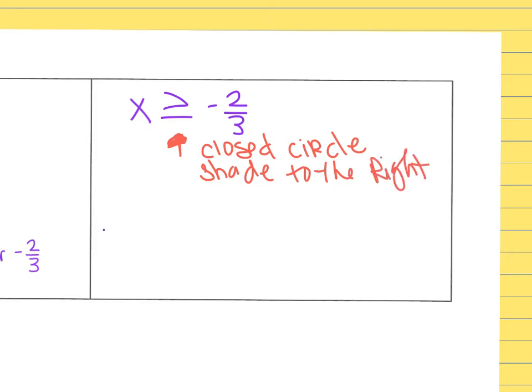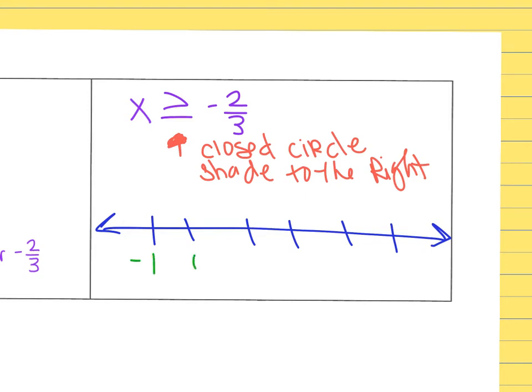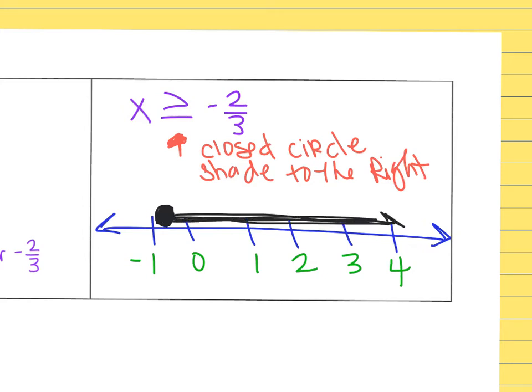So I'm going to draw a number line, put arrows on both ends, put a couple of lines on it. So this time is negative 2/3, and I'm going to shade to the right. So I'm going to put the numbers of negative 1, 0, 1, 2, 3, 4. Negative 2/3 is between 0 and negative 1. It's a closed circle this time, so I'm going to shade it in. And it says I should shade to the right because it was greater than or equal to. And then put an arrow on the end because it does continue forever in that direction.